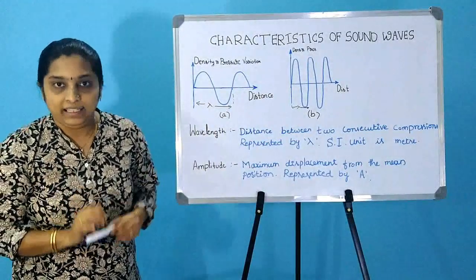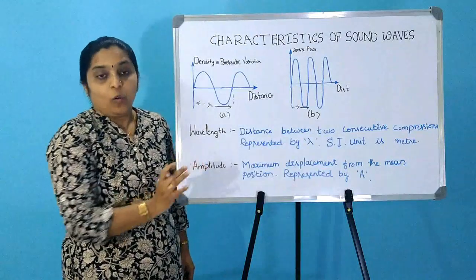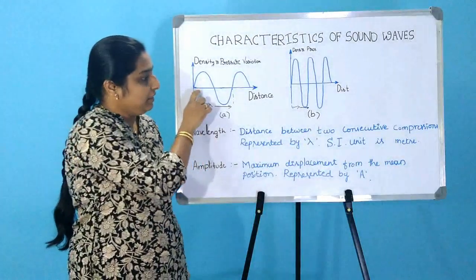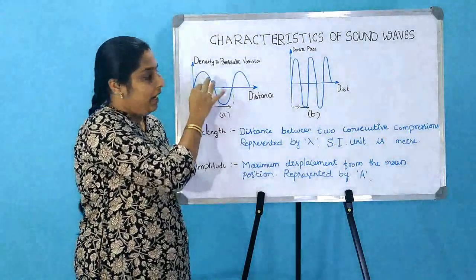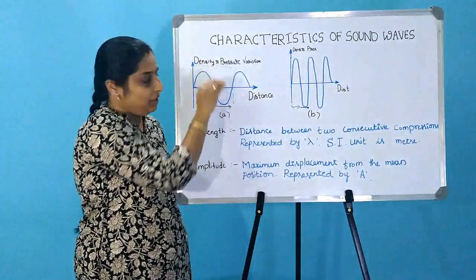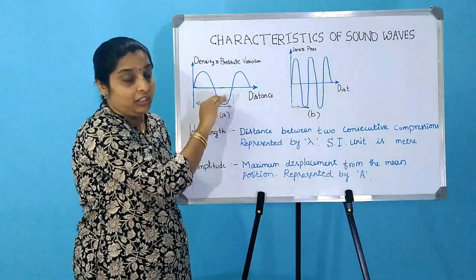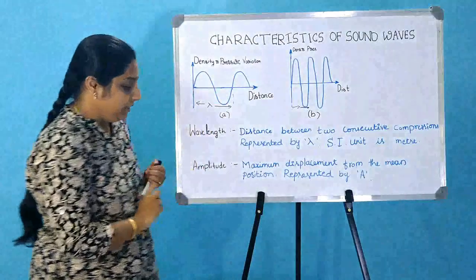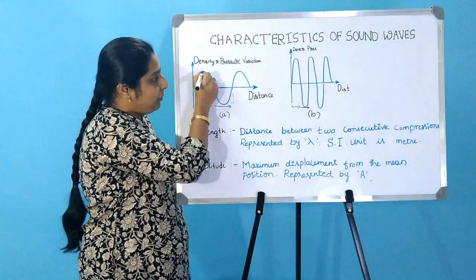Let us go to the second characteristic, which is amplitude. What is amplitude? When we see the graph, this is called the mean position. It is the normal position. This represents the high pressure area, which is compression, and this represents the low pressure area, which is rarefaction. Amplitude is the maximum displacement from this mean position.